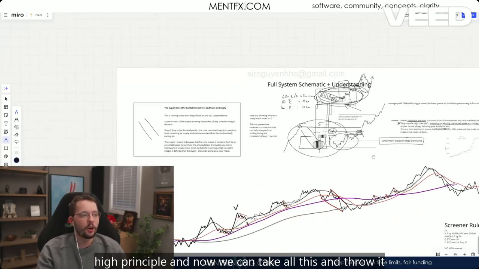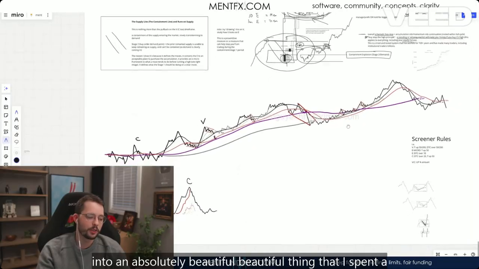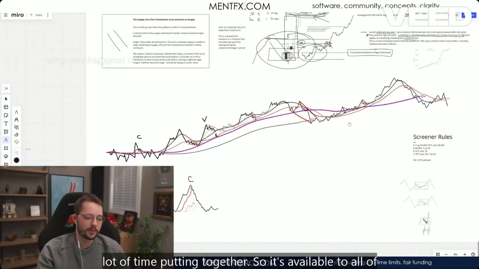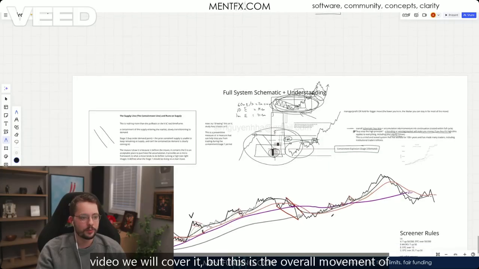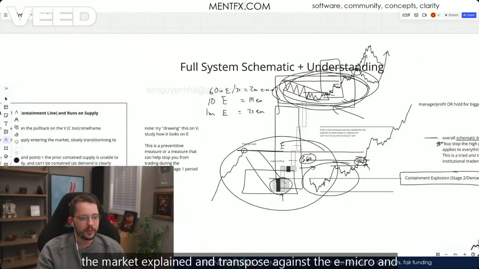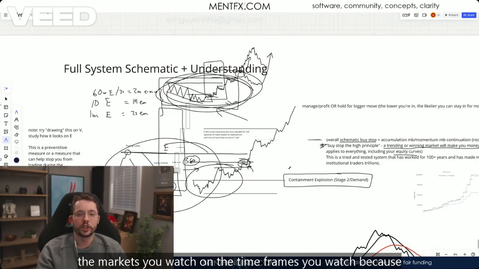And now we can take all this and throw it into an absolutely beautiful thing that I've spent a lot of time putting together. So it's available to all of you, and this will be available to you too, but in the next video, we will cover it. But this is the overall movement of the market, explained and transposed against the E-micro and the E. So you understand where this idea of buy stopping the high principle comes from. And at the same time, this now opens up your own reach for new and usable opportunities in the markets you watch on the timeframes you watch.